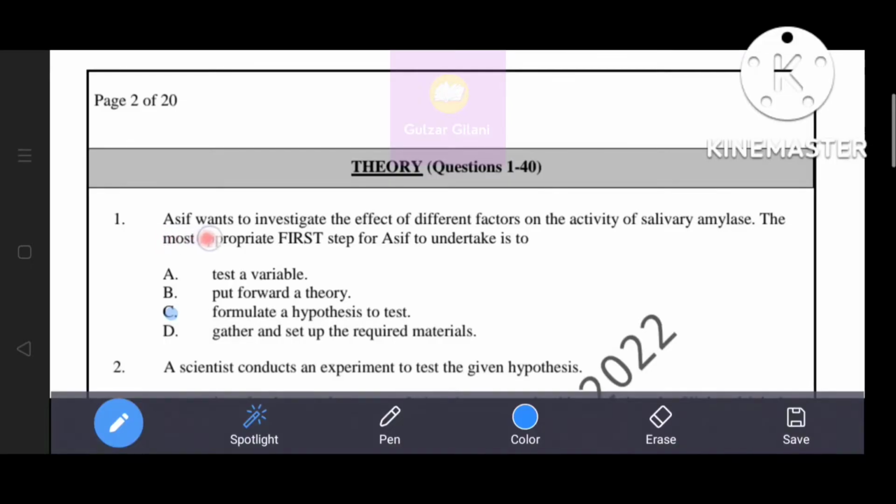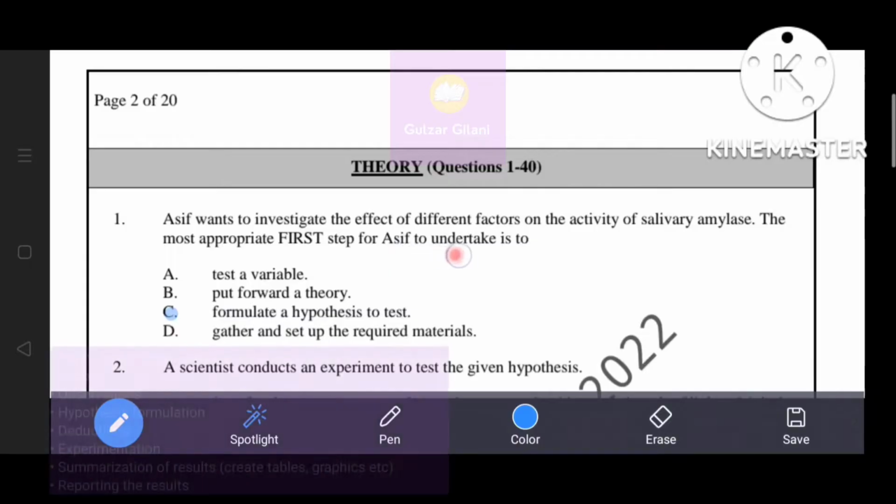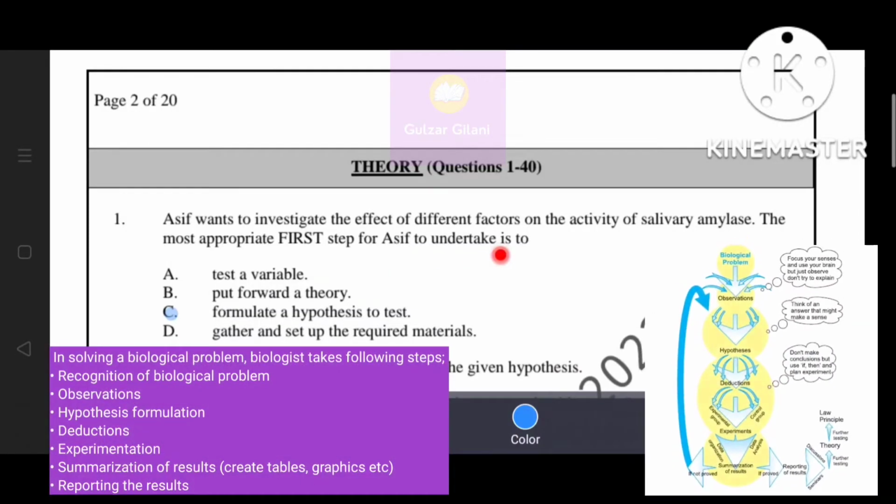Asif wants to investigate the effect of different factors on the activity of salivary amylase. The most appropriate first step for Asif to undertake is: in solving a biological problem, a biologist takes the following steps.